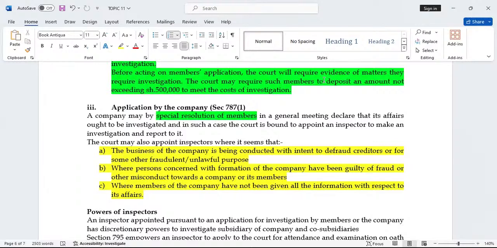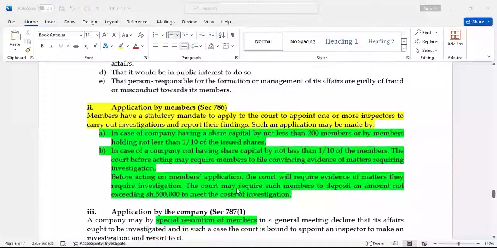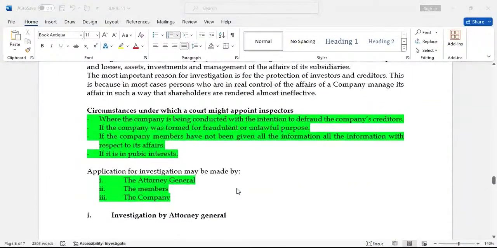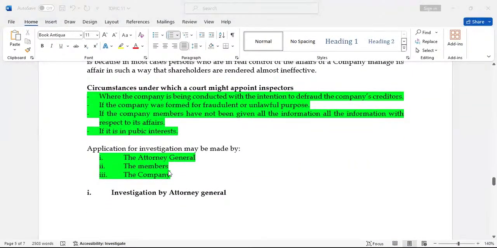Any other concern? Like, for example, the one who's asking for prediction. You can see this area I've highlighted. I've highlighted here the parties who can petition.